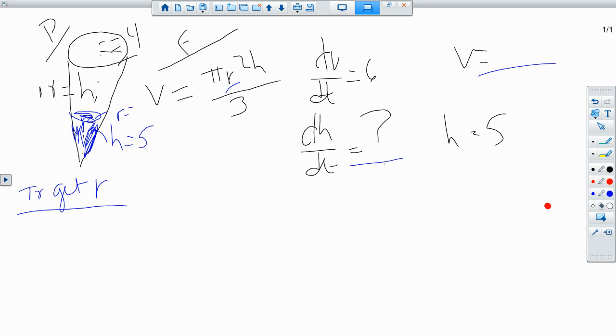Okay, we know that 10 to 4 is the ratio of height to radius, right? What is that equal to? 5 to something. Yeah, so the r is 2.